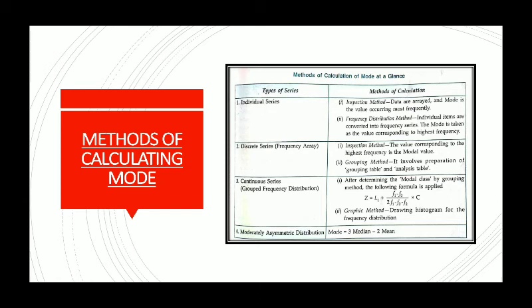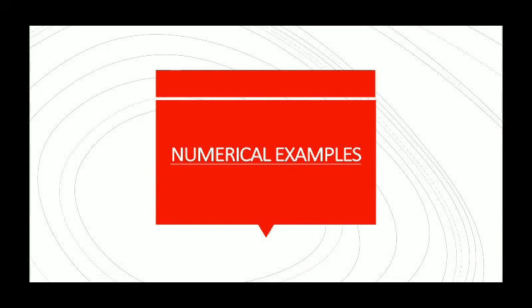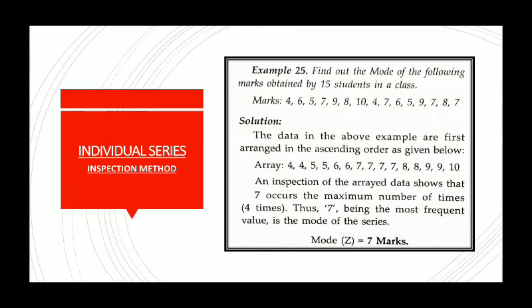And the third one is continuous series, where again we use the grouping method to get the modal class and then apply a formula to get the exact value of the mode, just as we did in the median case. The last one is a graphic method, which uses a histogram. In case of median we use ogive, in case of mode we use histogram to find the central value. And mode can also be calculated using the relation between mean, median and mode, which we will discuss after the completion of the separate discussions of mean, median and mode. So let's start with the help of numerical examples, as we always do. First one.